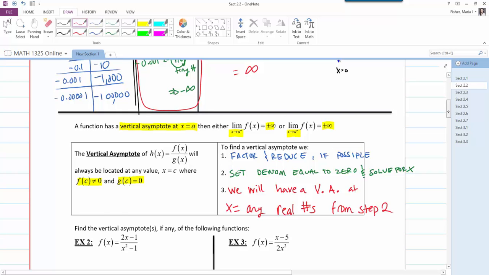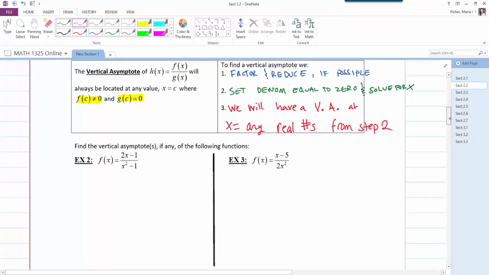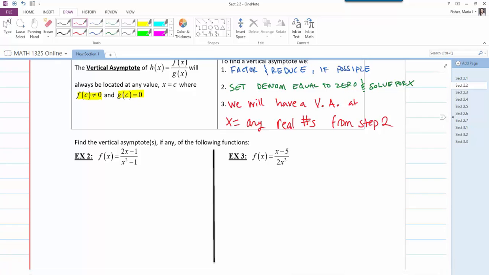All right, so first factor and reduce. Then set the denominator equal to 0 and solve for x. And then our answer is going to be x equals any real numbers we end up with from step 2. So let's find the vertical asymptotes of the following functions. Let's start with number 2. I get f of x is equal to 2x minus 1 over x squared minus 1.